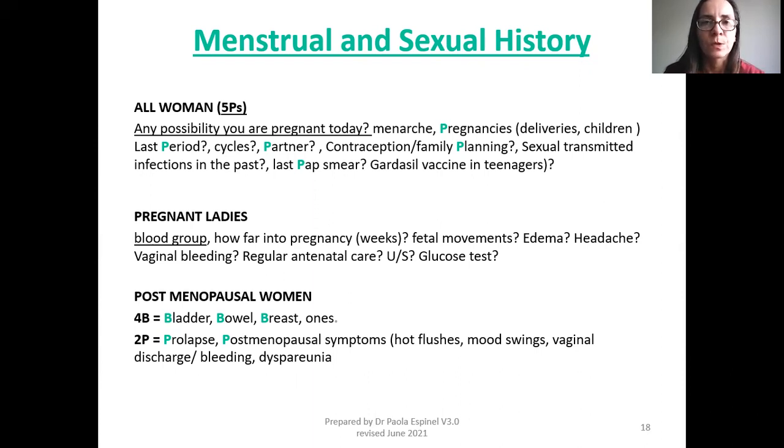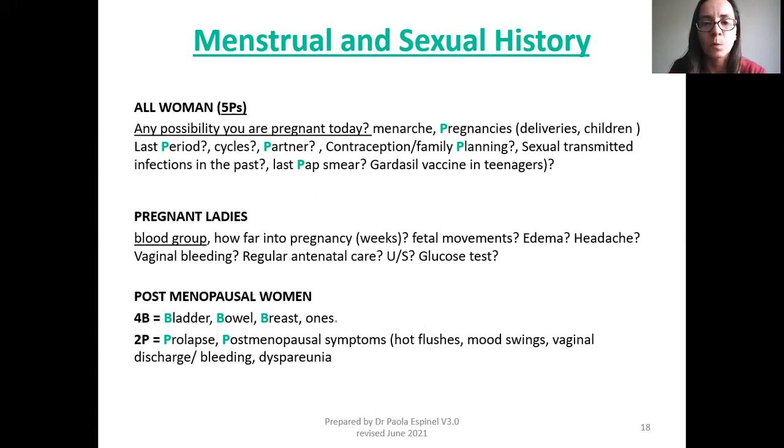Pregnancy is important to check for the blood type, and of course check how long they are in pregnancy, if they feel the baby, if they have any symptoms that can point towards preeclampsia or diabetes, and if they have any bleeding, and regular antenatal care.